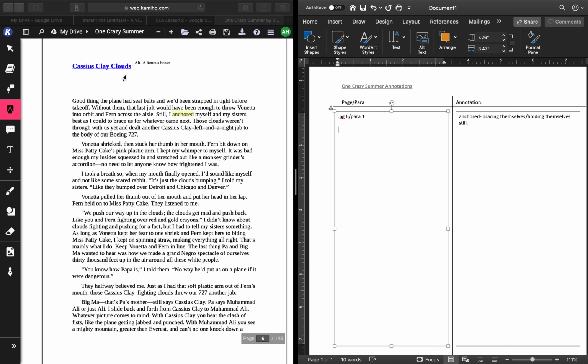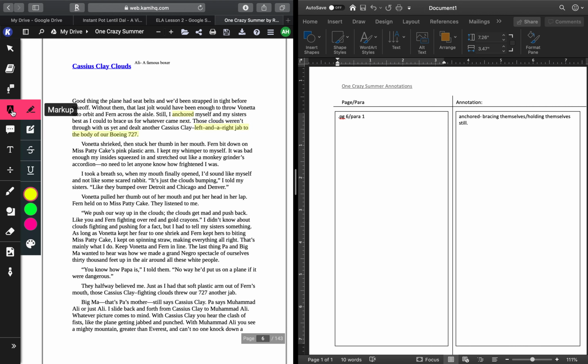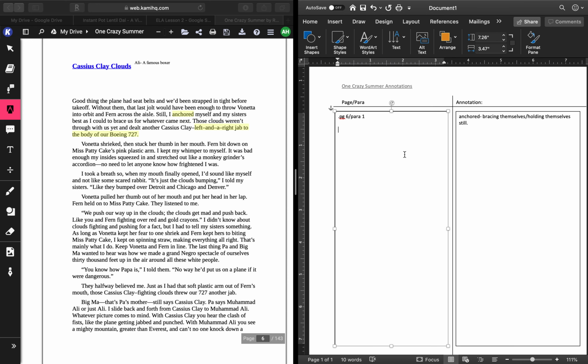We know that Cassius Clay is Muhammad Ali, a famous boxer. What do they mean when they say it dealt yet another Cassius Clay left and a right jab to the body of our Boeing 727? Do you think that their plane was actually punched by Cassius Clay? No, right? This is a type of figurative language. And I want you to think for a second, what type of figurative language is this? We always annotate when we come across some figurative language, right? There's always a deeper meaning to it.